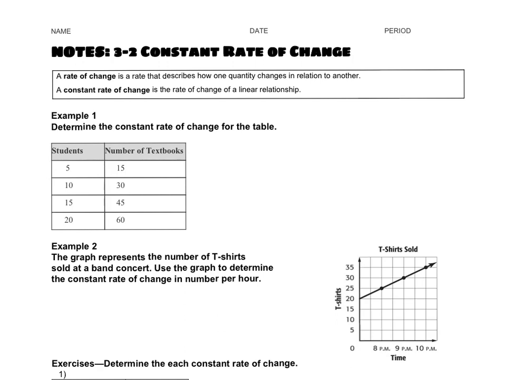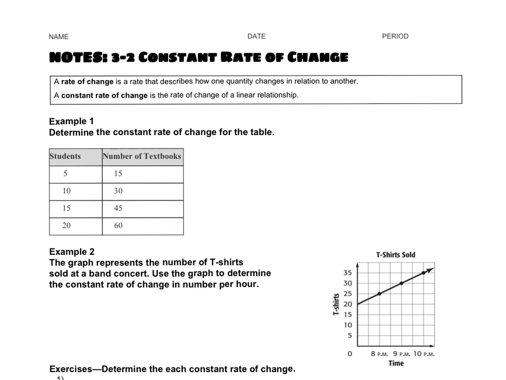Okay, so we're going to talk about 3-2 constant rate of change. A rate of change is a rate that describes how one quantity changes in relation to another. So we're going to label these charts. We're going to label this side right here an X and this side right here a Y. When we do this, we're going to do the change in Y over the change in X.